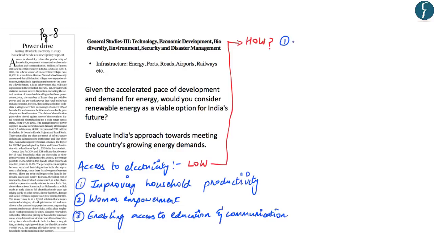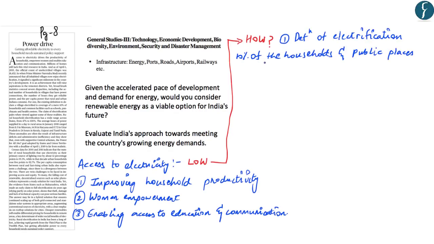Firstly, as we have been reading in the news recently, the Prime Minister has said that the country has achieved 100% electrification of all its villages. However, as per the definition of electrification given by the Ministry of Power, if 10% of the households and public places in a village are electrified, then that village is considered as electrified. But the article says that this benchmark of 10% is very low, and this does not justify 100% electrification, and hence this proves that access to electricity in the country is very low.